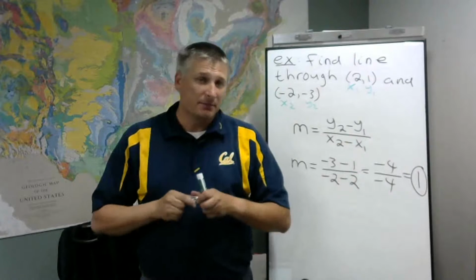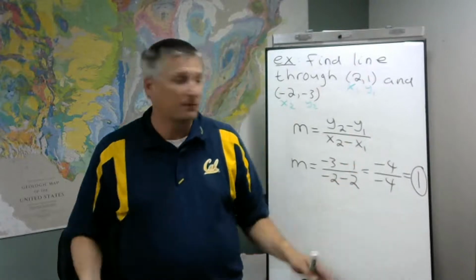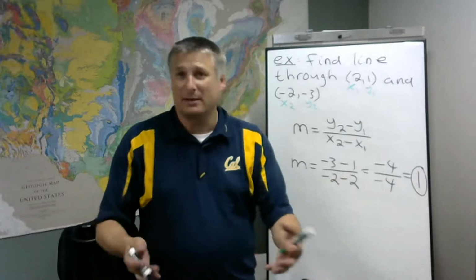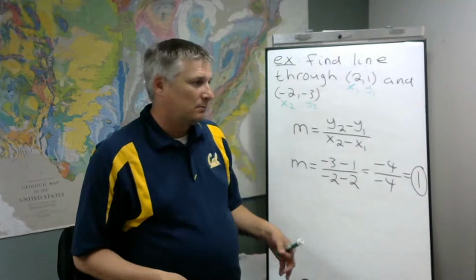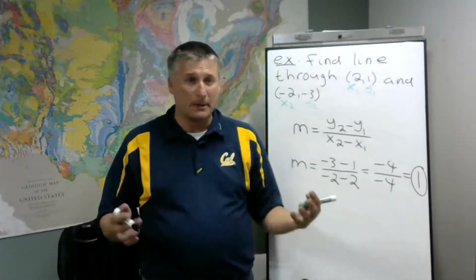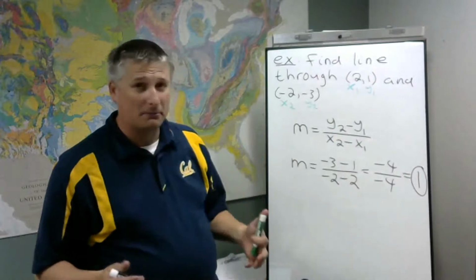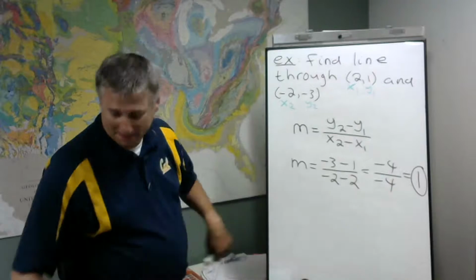Negative divided by negative is a positive, or simply put, the same number divided by itself gives you 1, with the exception of 0. Again, 0 divided by 0 is undefined. But other numbers than 0, that number divided by itself is 1. So we've got our slope. Now we can use our point-slope formula.